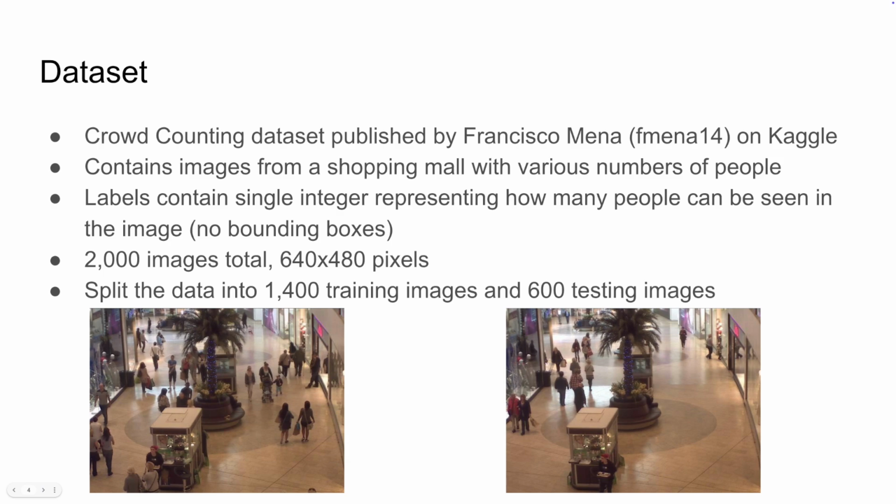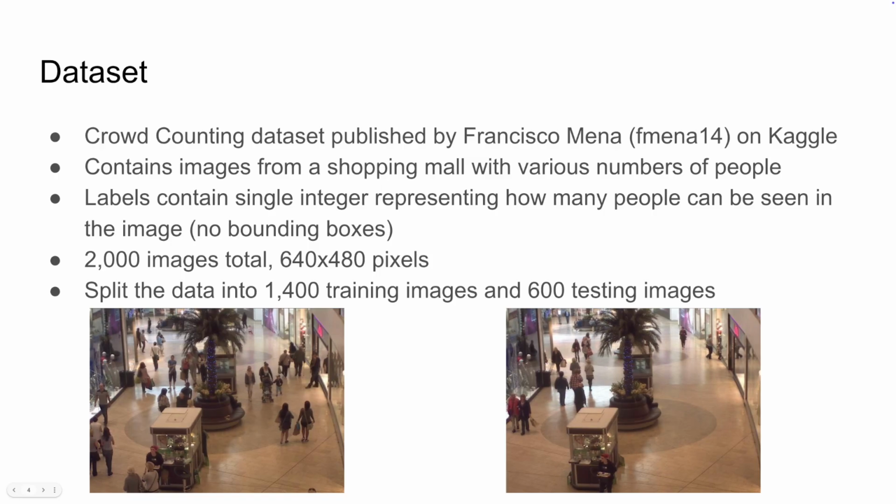This dataset contains images from a shopping mall with various numbers of people that can be seen in each of the images. The labels contain a single integer representing how many people can be seen in the image, and it's important to note that the labels contain no information about bounding boxes. There are 2,000 images in total, each 640 by 480 pixels, and we split the data into 1,400 training images and 600 testing images.